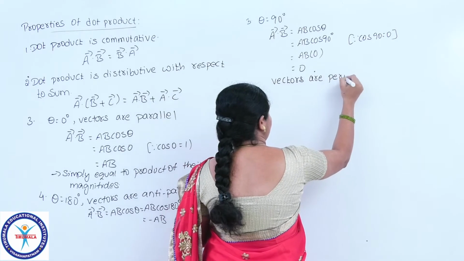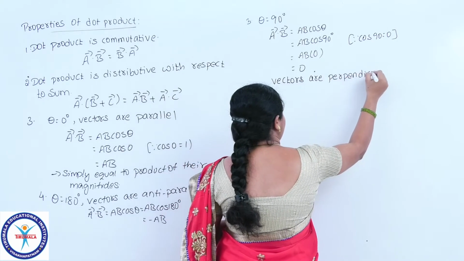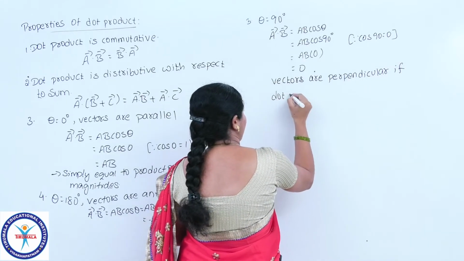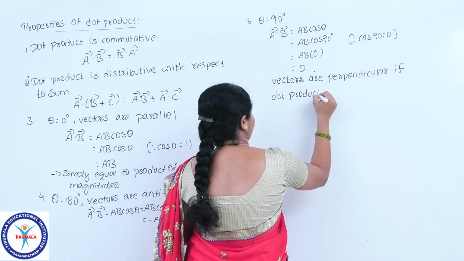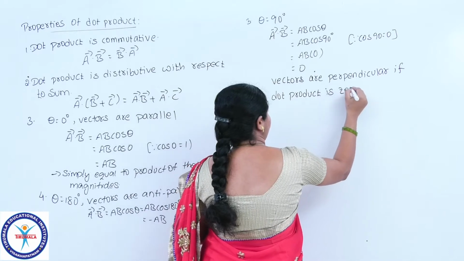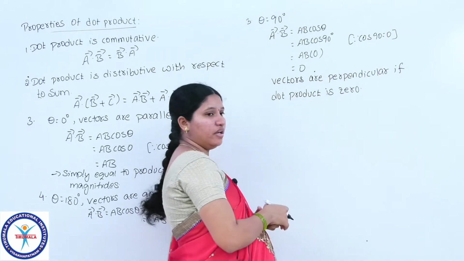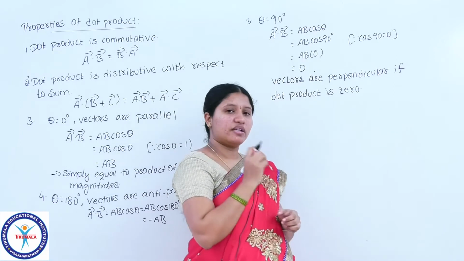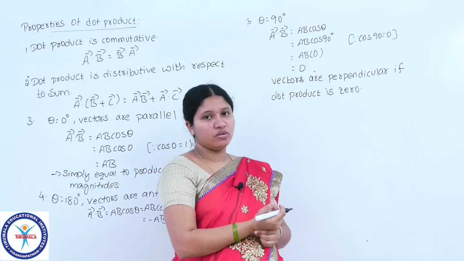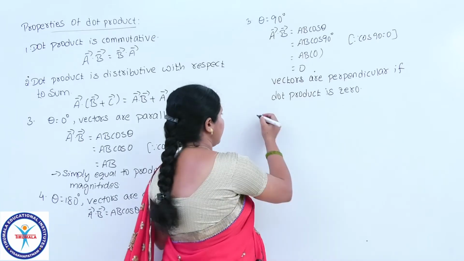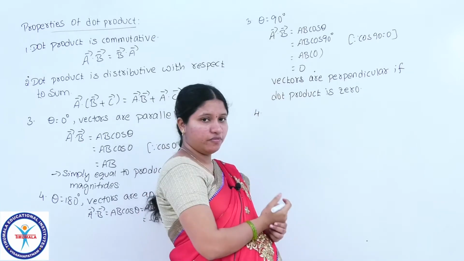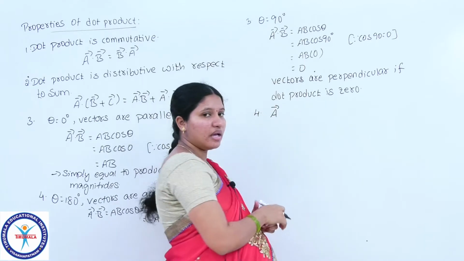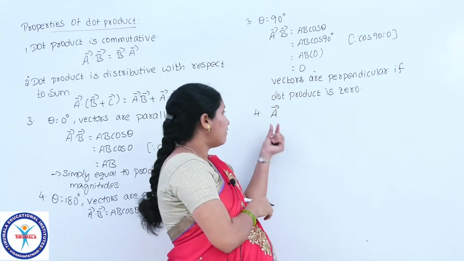Vectors are perpendicular if dot product is 0. Or if they are perpendicular to each other means, we can say that the dot product will be equal to 0.